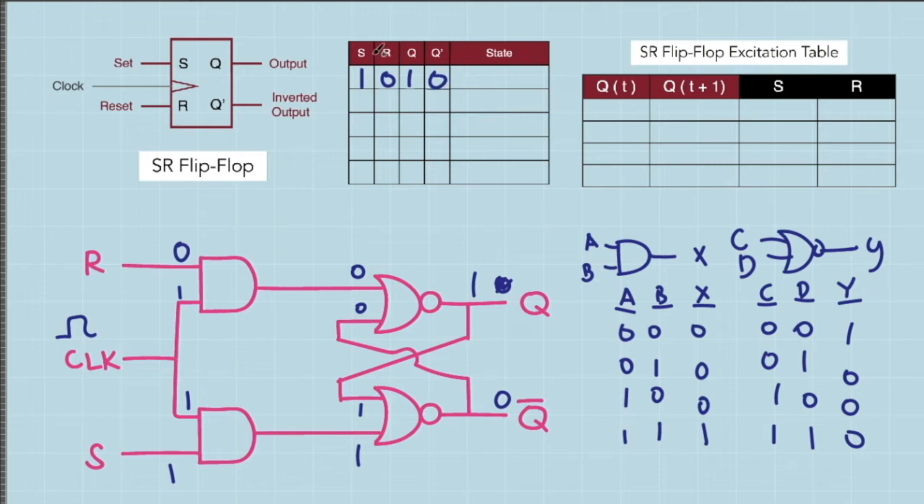In other words, when set is 1 and reset is 0, Q is set to 1. What if this time we supply both set signal and reset signal with logic 1?